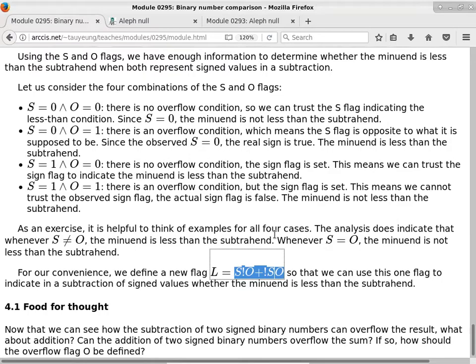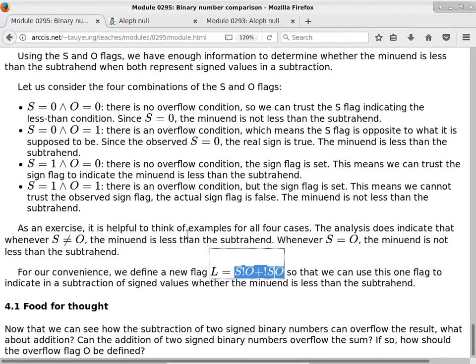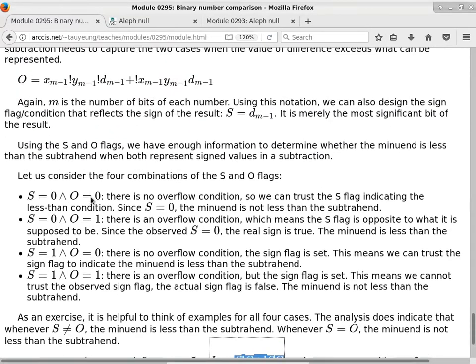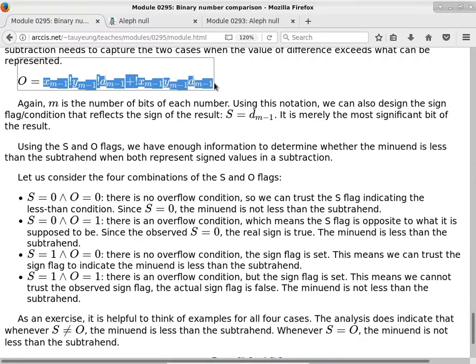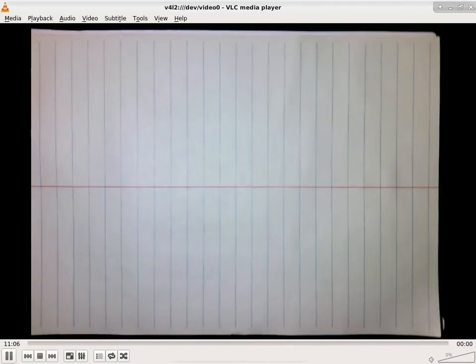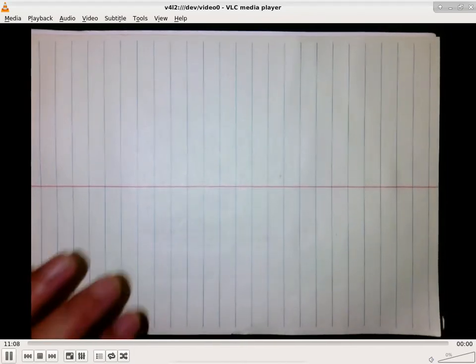So food for thought is basically asking, this is how we define overflow for subtraction. What about addition? Can we overflow in addition? And if so, what is the indication that the sign after an addition is wrong? What do you think? Okay, so let's figure out what happens with addition.